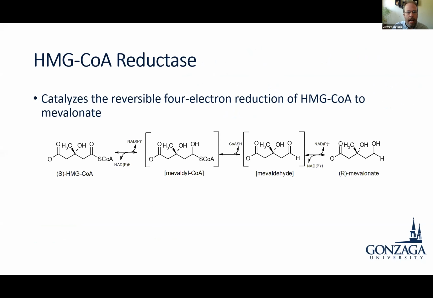So our research in my lab is focused on the enzyme HMG-CoA reductase. This catalyzes the reaction shown here, which is a reversible 4-electron reduction of this thioester HMG-CoA to this primary alcohol mevalonate. And depending on the species from which you take this organism, it uses either NADPH or NADH as the hydride carrier.